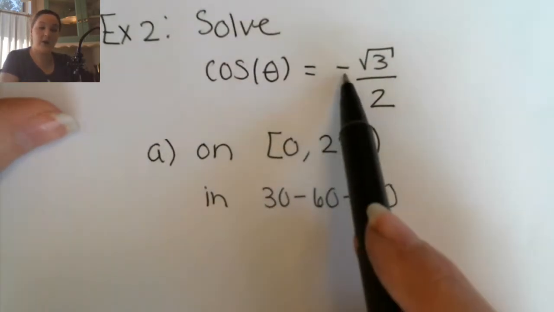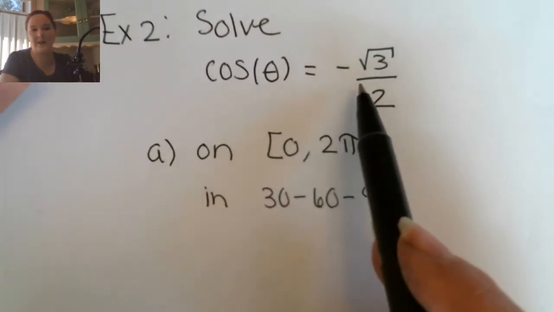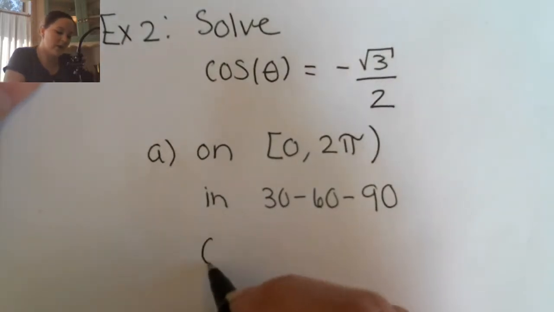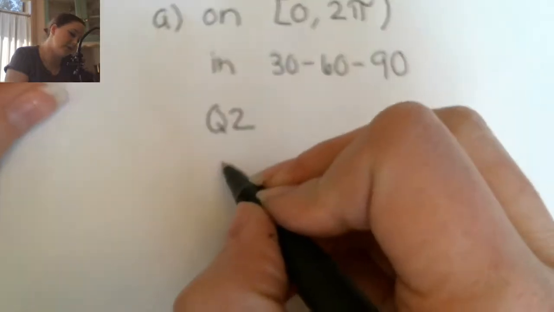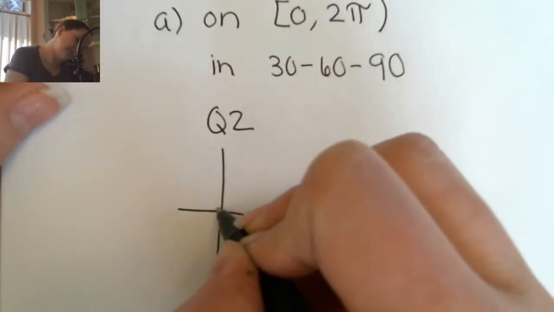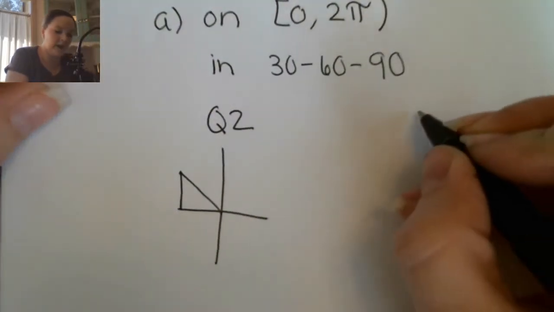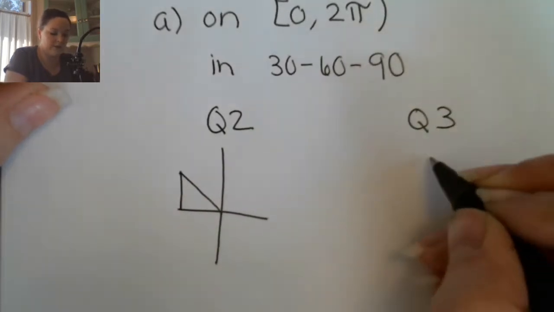And then we know that cosine is negative, meaning that the x coordinates are negative. So we're talking about quadrant 2. Let me just draw my little angle in quadrant 2. Or quadrant 3.